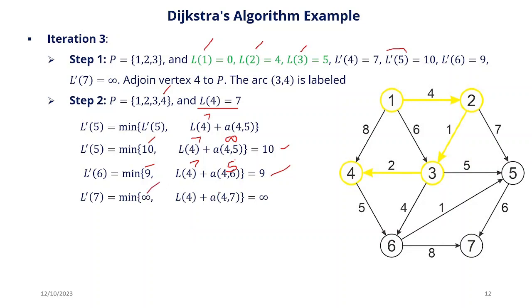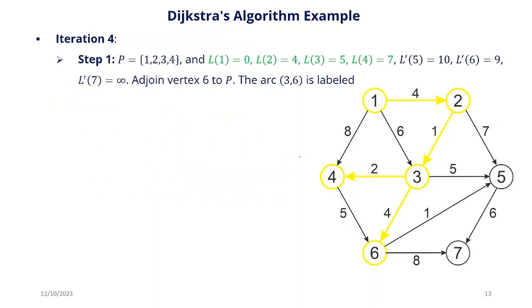So we have infinity here and infinity here because there is no direct link from 4 to 7, which also gives us infinity. So the next label we are going to update is going to be L6. This is the smaller value. So iteration 4, we've now gotten L1, L2, L3, L4, and we are going to adjoin vertex 6 to P, and we'll label the arc 3, 6. So we have 1, 2, 3, 4, 5, 6, and L6 is equal to 9.